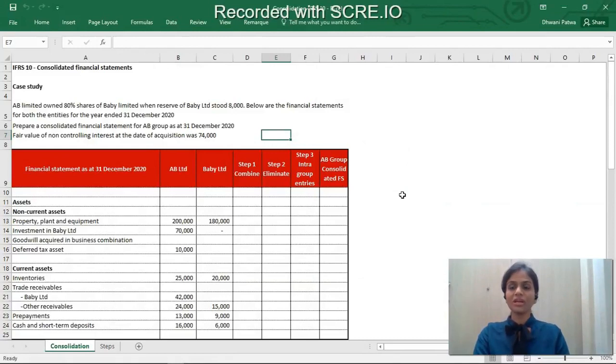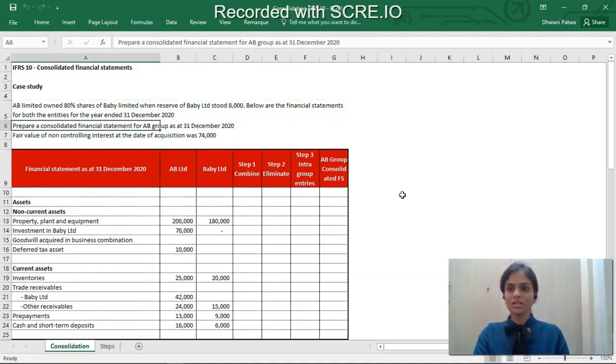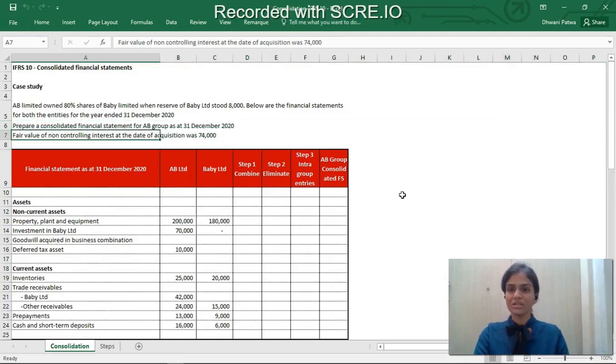AB Limited owned 80% shares of BB Limited when reserve of BB Limited stood at 8,000. Here, AB Limited is the parent and BB Limited is the subsidiary. What does 8,000 mean over here? 8,000 is the pre-acquisition profit of BB Limited. Below are the financial statements for both the entities for the year ended 31st December 2020. Prepare a consolidated financial statement for AB Group as at 31st December 2020. Fair value of non-controlling interest as at the date of acquisition was 74,000.